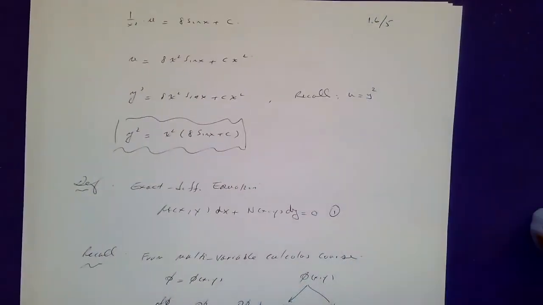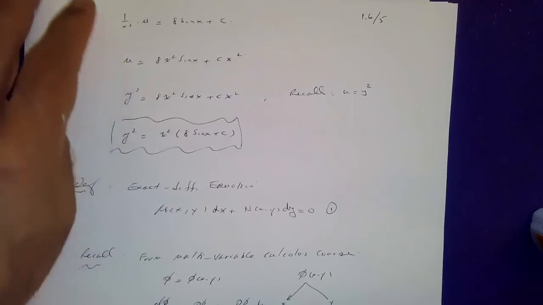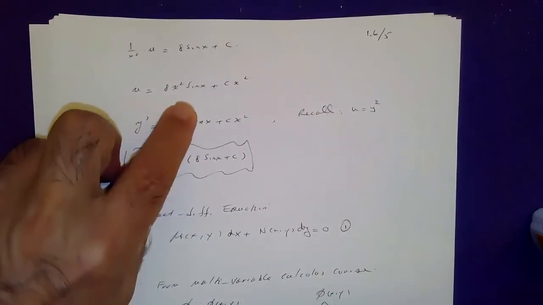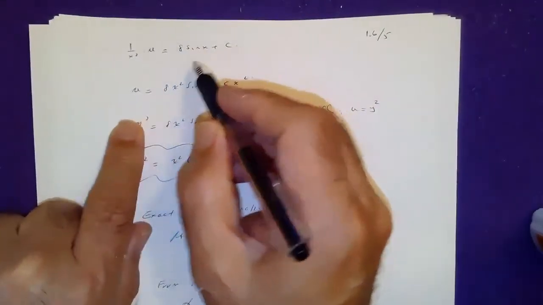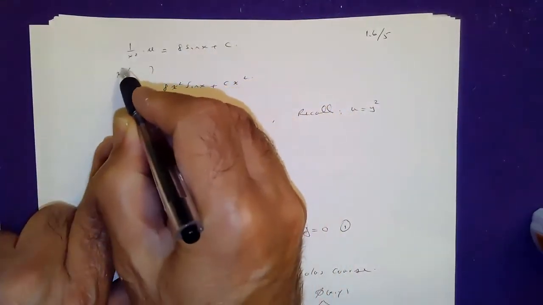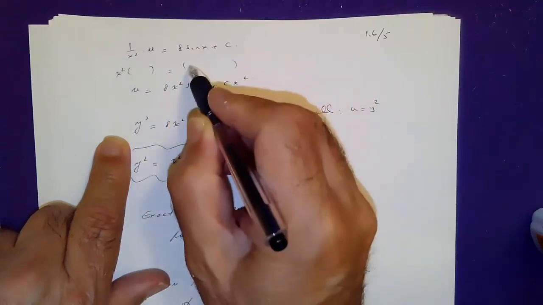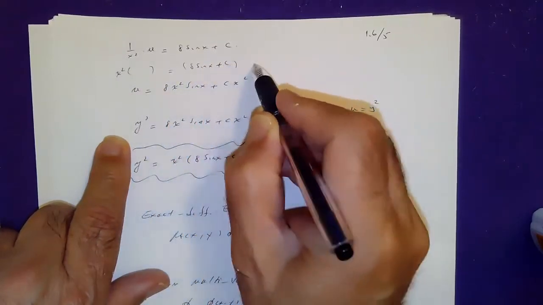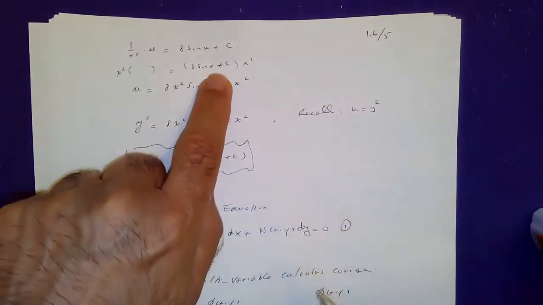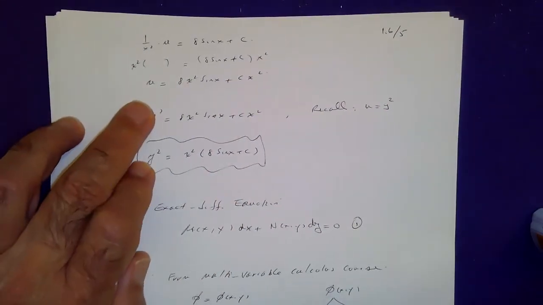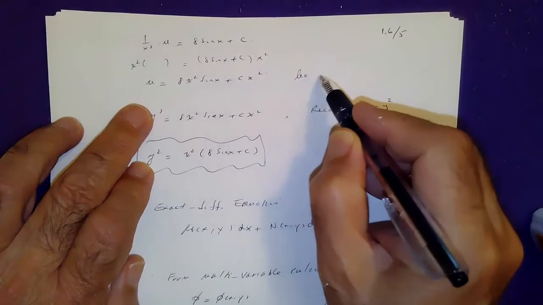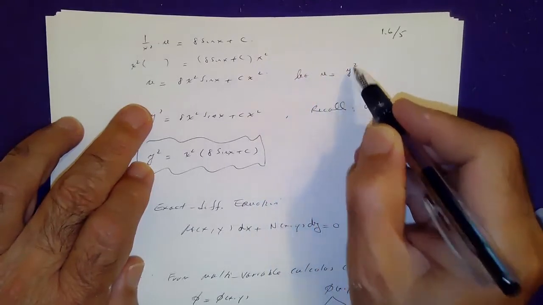So what do you do next? Multiply both sides by x squared. So you get u equal to 8x squared sine of x plus Cx squared. Don't forget, when you multiply both sides of this equation by x squared, make sure you multiply C by x squared as well. So don't miss that, because sometimes students miss this and the answer doesn't come out right. But remember what we decided u is. We decided let u be y squared.